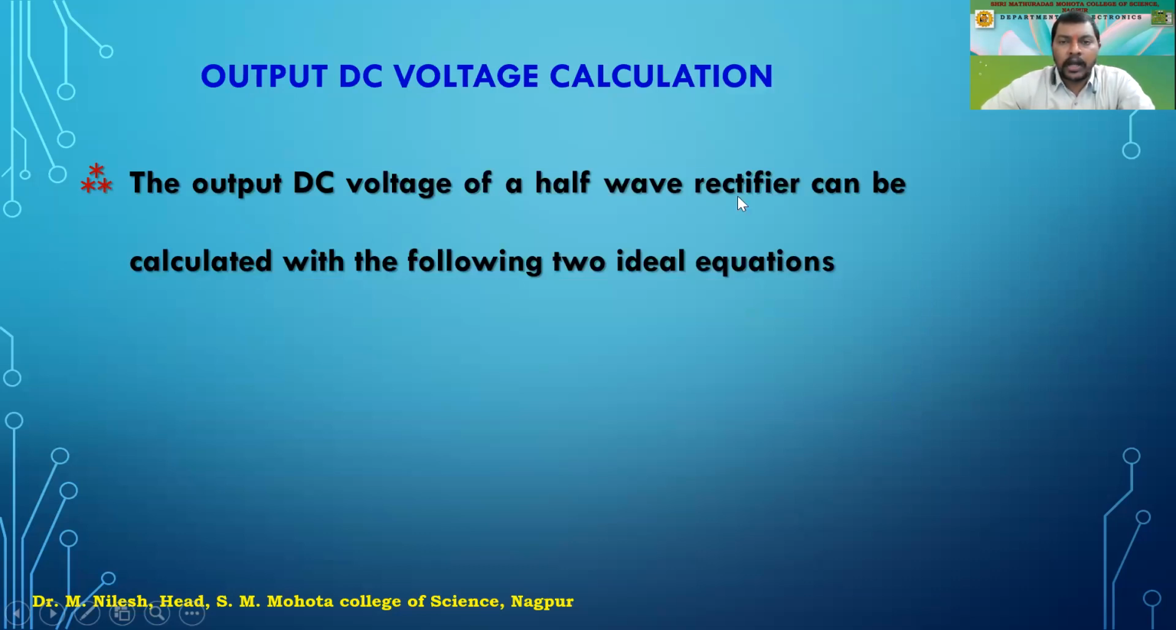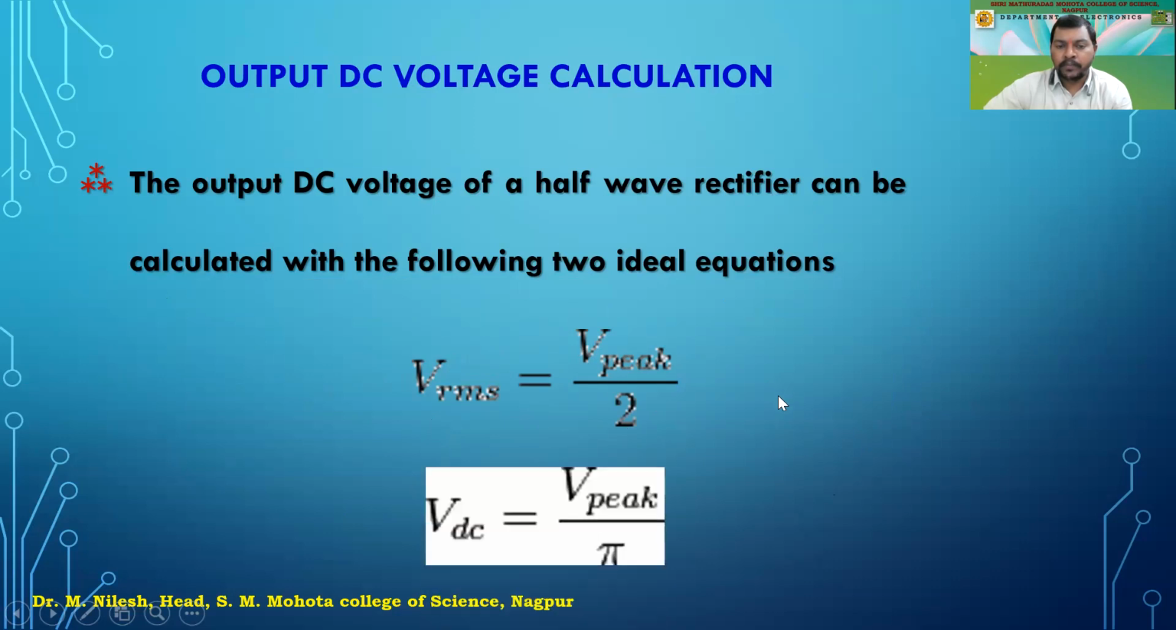The output DC voltage of a half wave rectifier can be calculated with the following two ideal equations. VRMS, the root mean square voltage, is equal to V peak to peak divided by 2. This is the DC voltage that we expect out of the rectifier, approximately V peak to peak divided by 2, right? And that can be written as VDC equal to V peak by pi. So these are the two formulas where we can get the DC voltage.